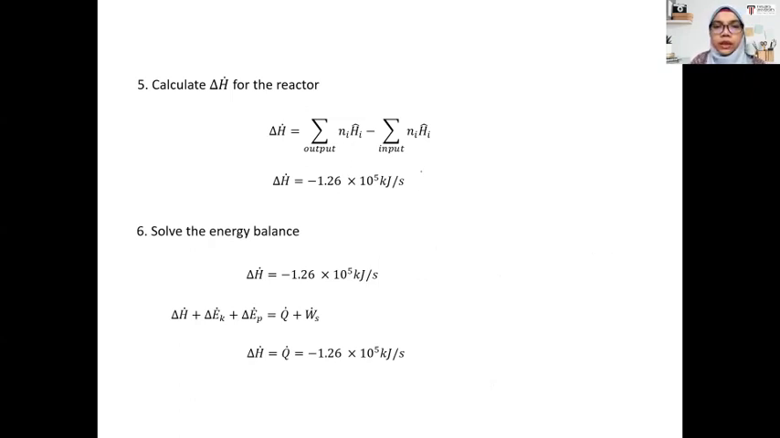Finally, we may calculate the enthalpy, or the specific enthalpy here, equal to Q, or rate of heat.